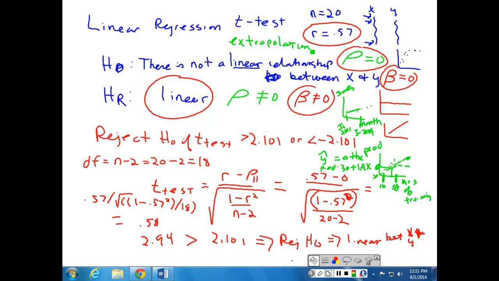Okay, everybody else got a t-test of 8.14? Okay, cool.